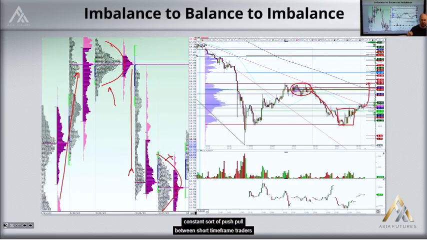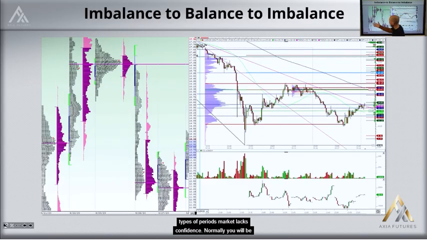And it's this constant push-pull between short time frame traders that you see on these types of days, or over these types of periods. Market lacks confidence. Normally, you would be looking for a directional move that then balances to enable the market to become directional again, to maintain that direction. Of course, it doesn't have to, but the fact that it drives one way, balances, drives back, balances, starts to go again, suggests a market that really doesn't know what exactly it wants to do at all.